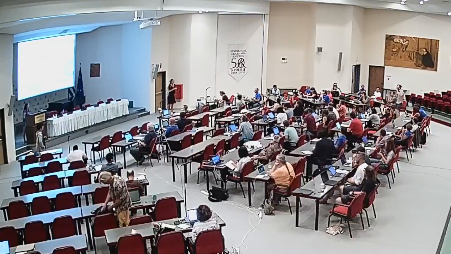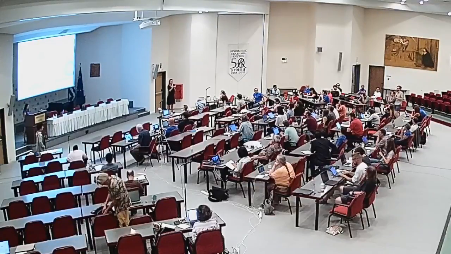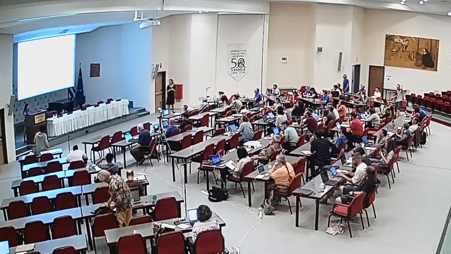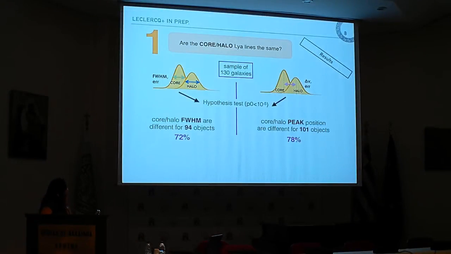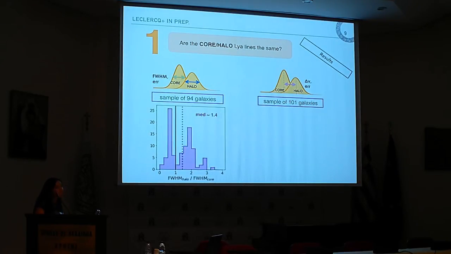Hi. Can you go back to the one with the purple histogram with the bimodal kind of distribution? Yes, so I was a little confused here. It looks like there's a sample of 94 galaxies. So you've removed the ones that were statistically not different? If you put those back in, do you still have a bimodal distribution? Because it seems like all those ones would be right in the middle, filling in at a ratio of one, more or less.